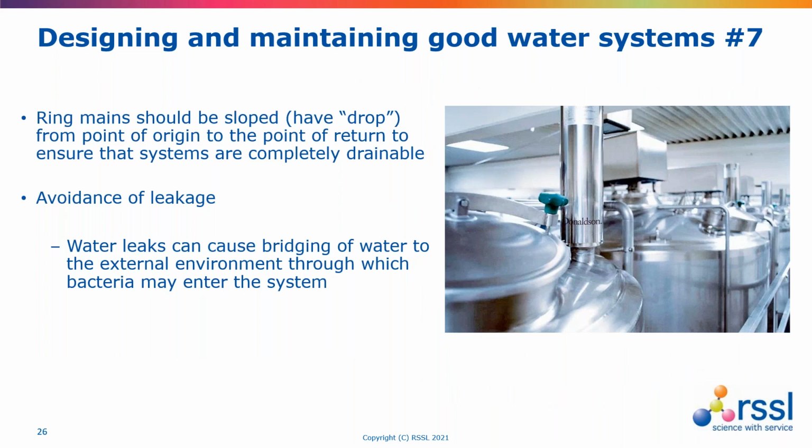In terms of circulating water, another important concept is that the ring main should be sloped, which means having a drop from the point of origin to the point of return, so that we have drainability. And also good engineering practices would require that leaks are addressed. So although there may be a leak and there may be a pressure differential, particularly when there's fluids involved, it is not too difficult for contamination to ingress into the water system, particularly for motile bacteria.